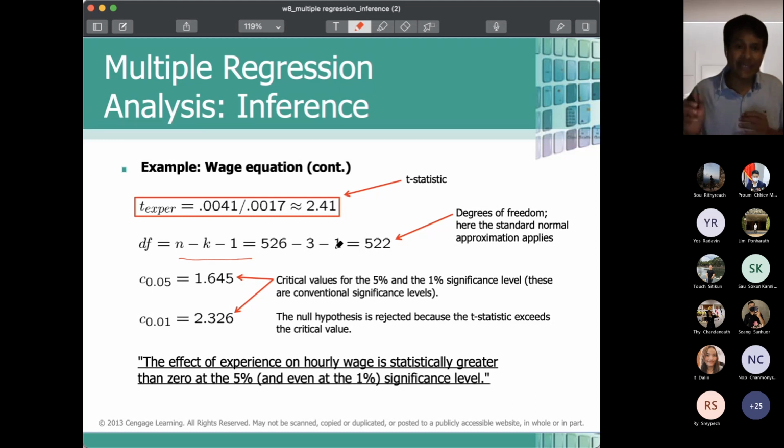And you need to know the significance level at which you want to reject the null hypothesis. The standard significance level that you want to use is 5%. So for instance, say the degrees of freedom is 522, and you choose a significance level of 5%. What is the critical value? The critical value with 522 degrees of freedom and a 5% significance level is 1.645. How do we know?